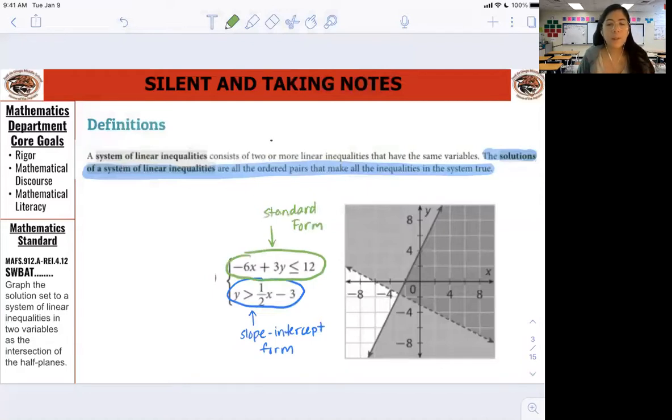Now, I don't know if you guys remember this, but I like to trash talk standard form because standard form doesn't really give me any useful information. Only slope-intercept form gives me useful information. So what I want you guys to do is take a look just at the blue equation. So we're going to ignore the green one for now because that one is trash. So look at the blue one.